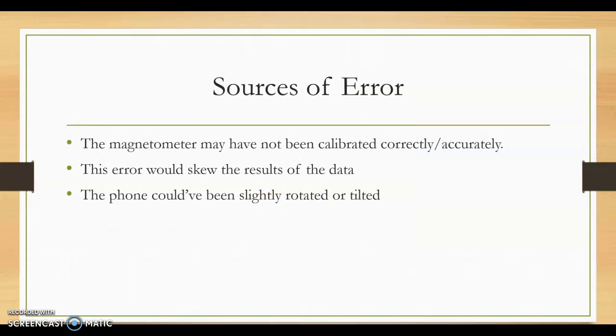So for my sources of error, one source of error could be that the magnetometer may not have been calibrated correctly or accurately. Because of this, the error would skew the results of the data. Another source of error could be that the phone, when positioned on the axis of the bar magnet, could have been slightly rotated or tilted. This would have caused a great error in the data.